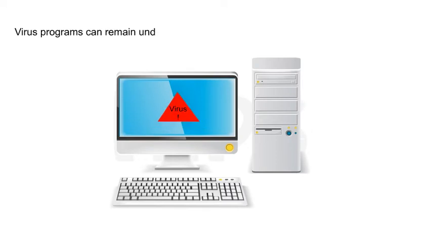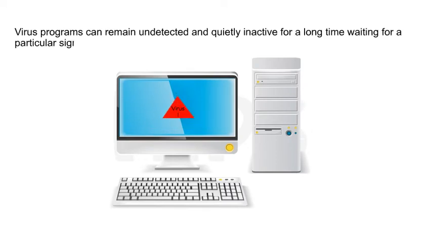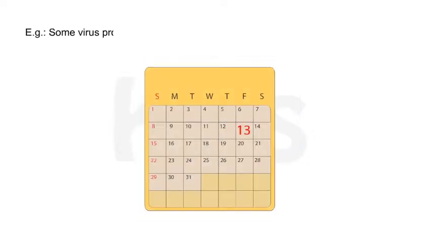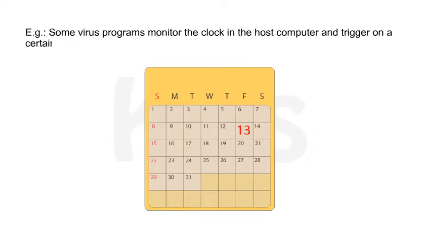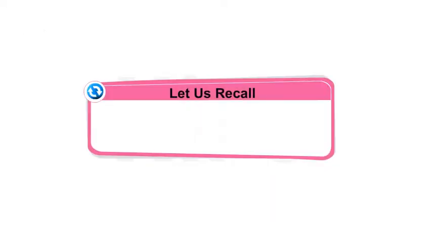Virus programs can remain undetected and quietly inactive for a long time, waiting for a particular signal or an event to trigger them. Example, some virus programs monitor the clock in the host computer and trigger on a certain day, like Friday the 13th. Students, quickly tell me, how does a virus enter in your computer?